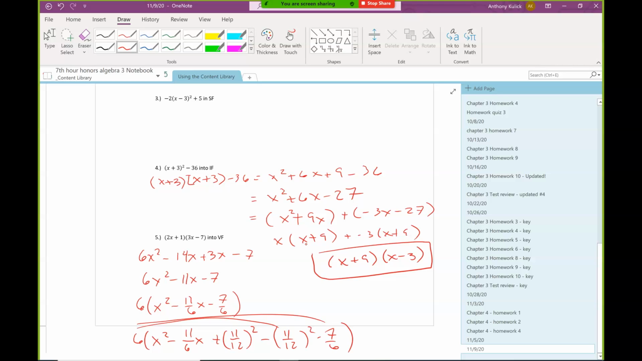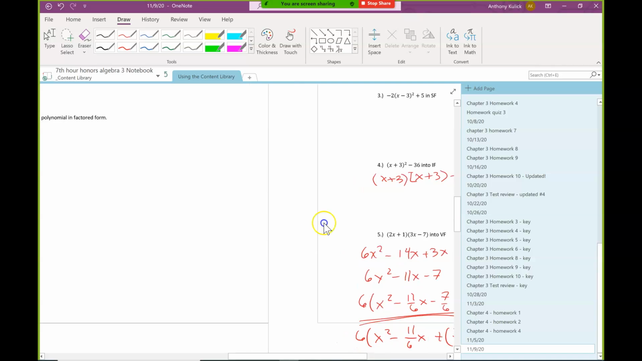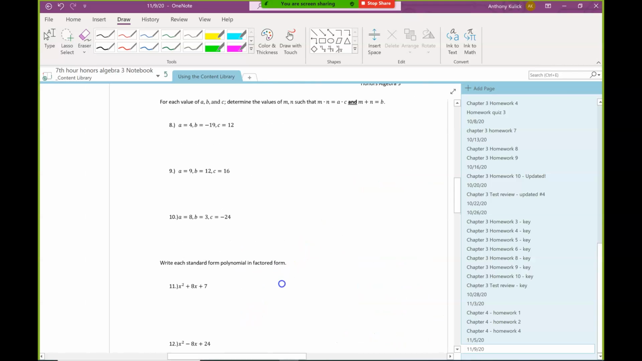Who's next? Mr. Floyd, yes, Sergio. Number 9 on homework 2. I don't even know if it's possible or not. So okay. Not all of them were, so that's certainly a possibility. So we need two things that multiply to give us 9 times 16, which is 144, I think, and add to give us 12. Okay with that?